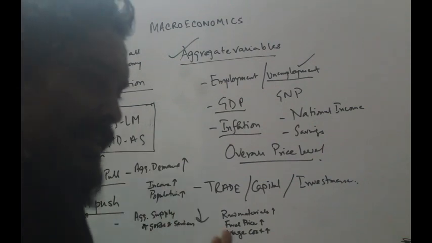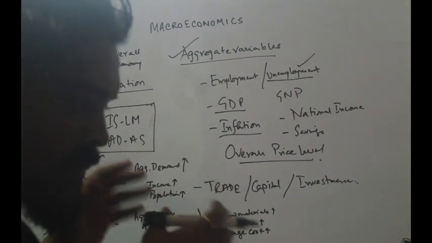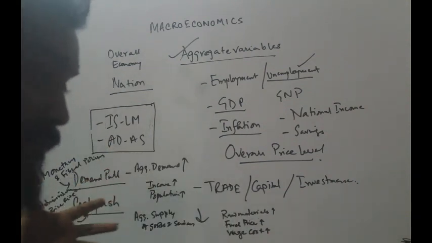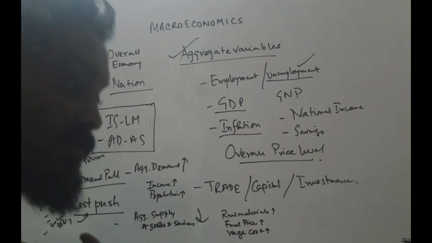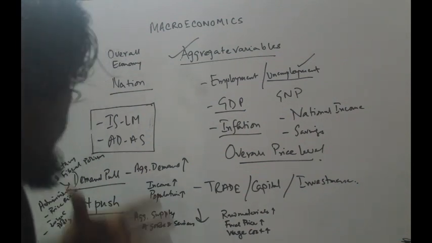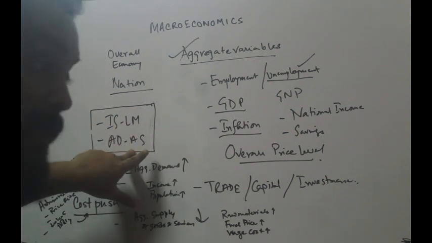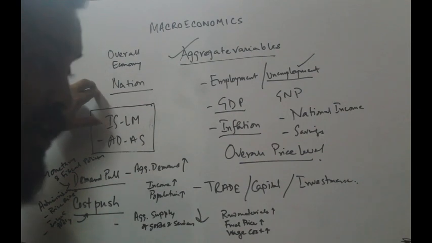But you understand the basics of macroeconomics. In microeconomics, we are talking about a single market, household and firm and all these things, supply and demand affecting the pricing. Now everything is as a nation as a whole, aggregate variables we are talking about. Monetary and fiscal policies, IS-LM, aggregate supply, aggregate demand, two very important curves, the overall economy and nation we are talking about.